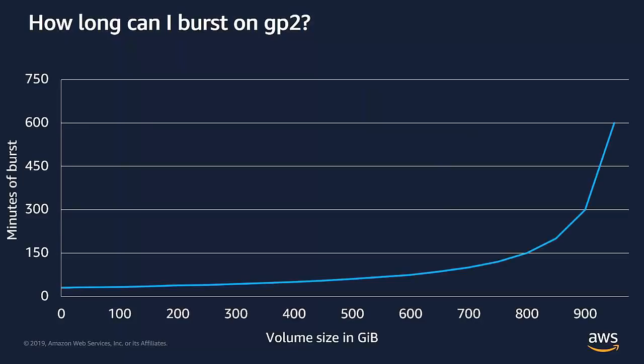With a refill rate of 3 IOPS per gigabyte, the amount of time you can burst is dependent upon the volume size. The bigger the volume size, the longer you can burst. The smallest GP2 volumes can burst at 3,000 IOPS for 30 minutes, or enough for a few reboots. As the volume grows, the amount of burst time grows. A 300 gigabyte GP2 volume can burst for 43 minutes. A 500 gigabyte volume can burst for 1 hour, and a 950 gigabyte volume can burst for 10 hours.